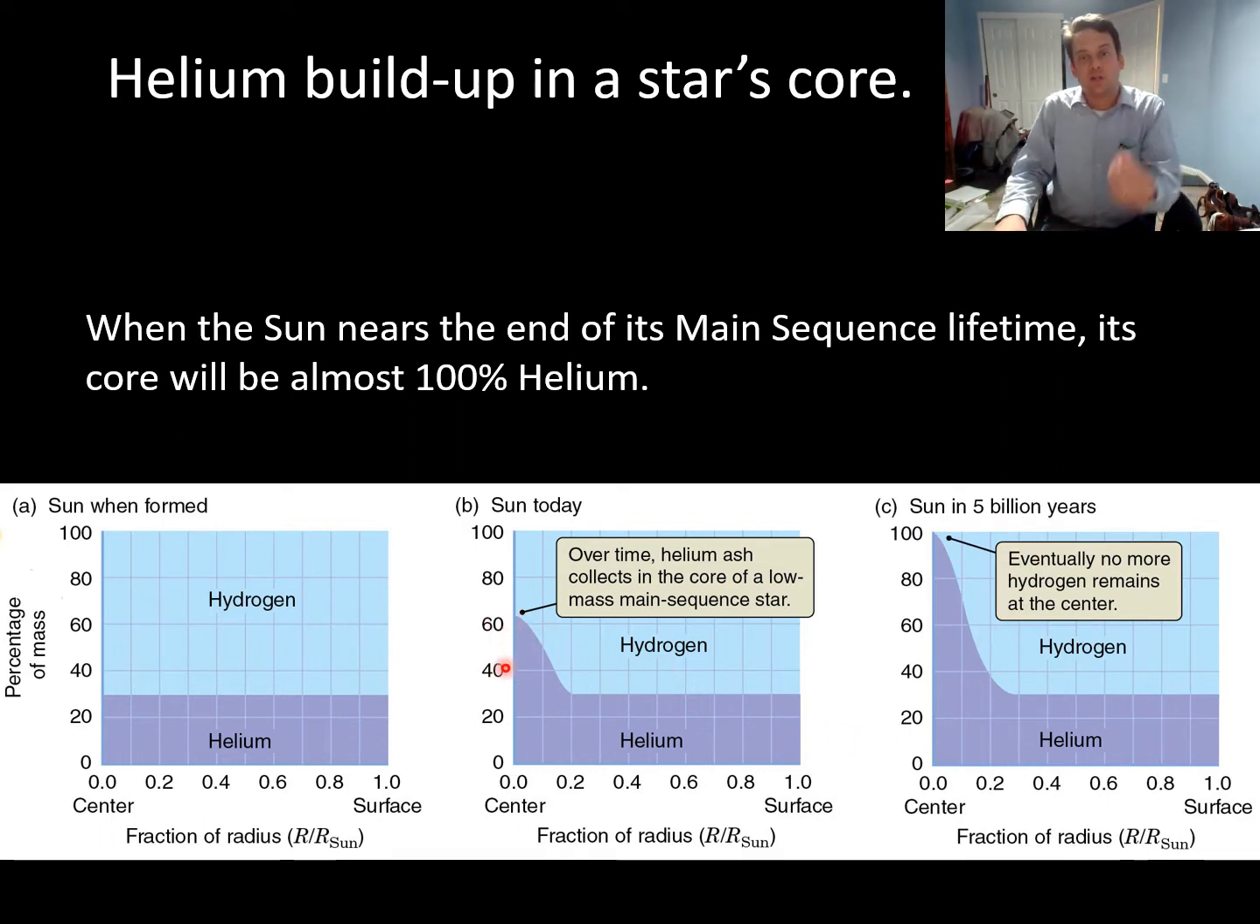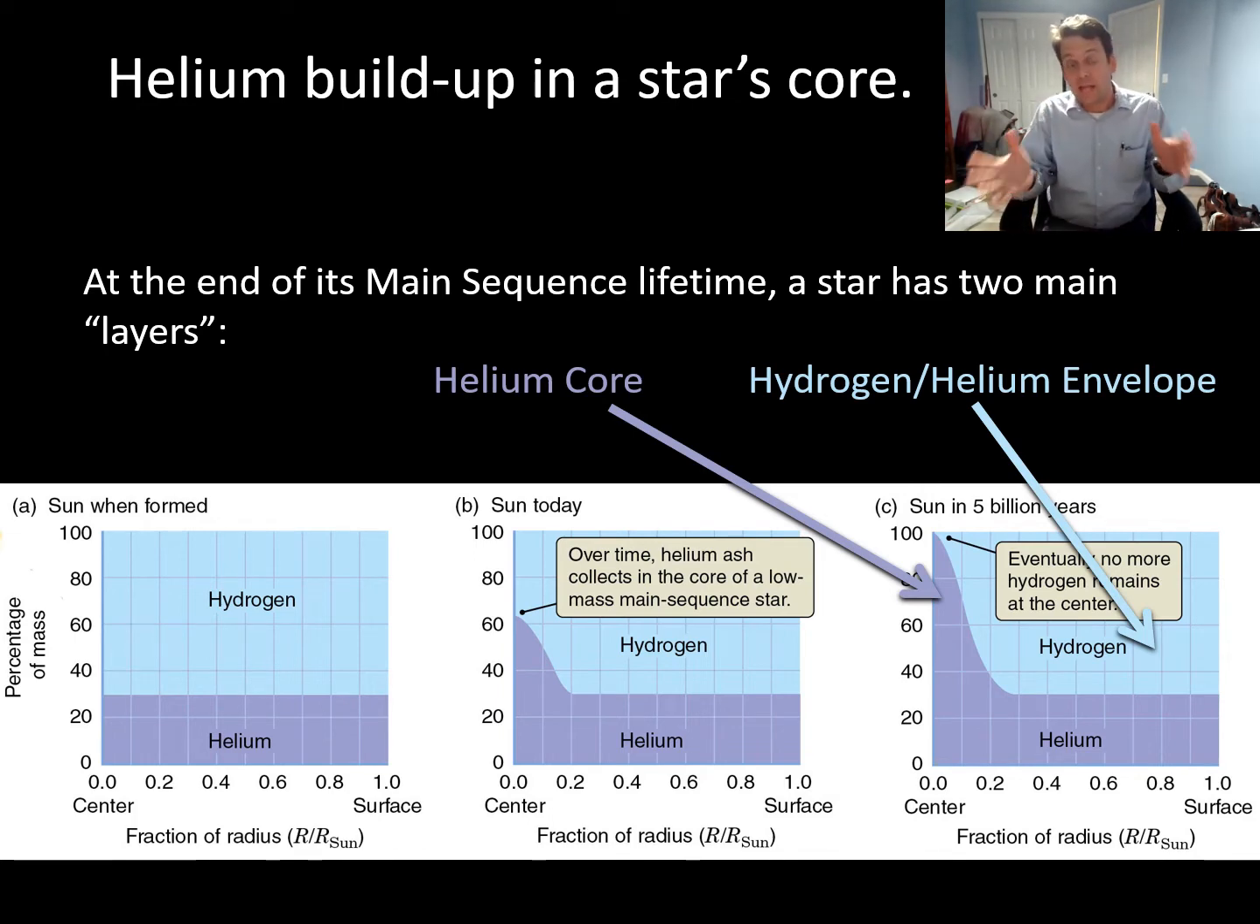But as the sun continues to age, the fraction of helium in the core will continue to increase. And in about 5 billion more years, when the sun is about 10 billion years old, eventually all of the hydrogen in the center will be exhausted. And that's what we're interested in today. What happens next?